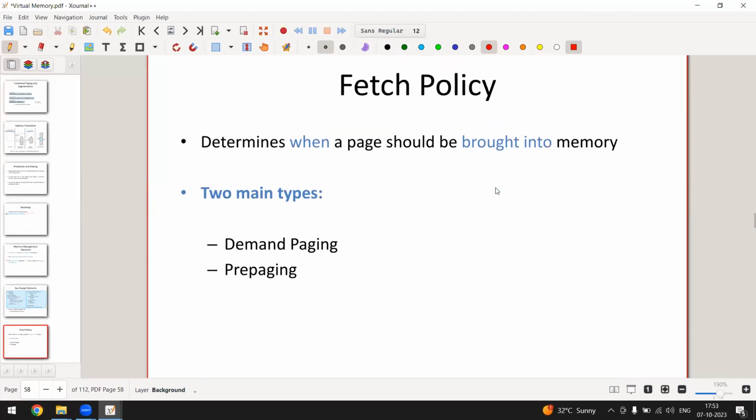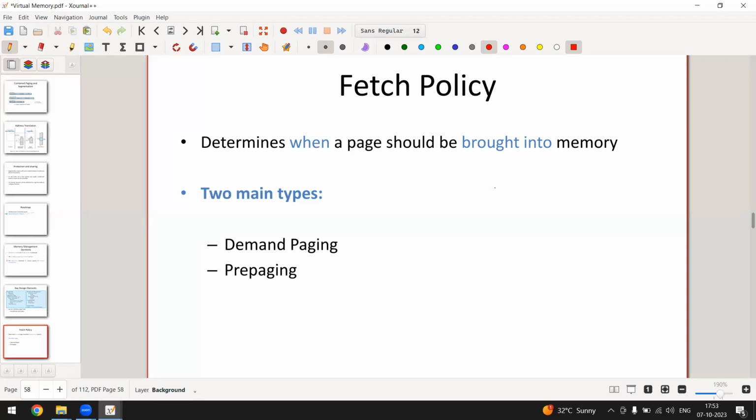So first is fetch policy. The meaning of fetch policy, as I told you, is to determine when a page should be brought into the memory. So you see, the virtual memory concept means that only a few pages are there in the memory. Remaining pages are there on the secondary memory.